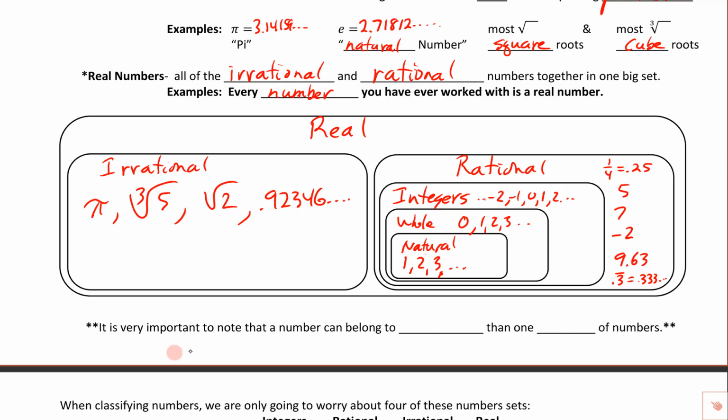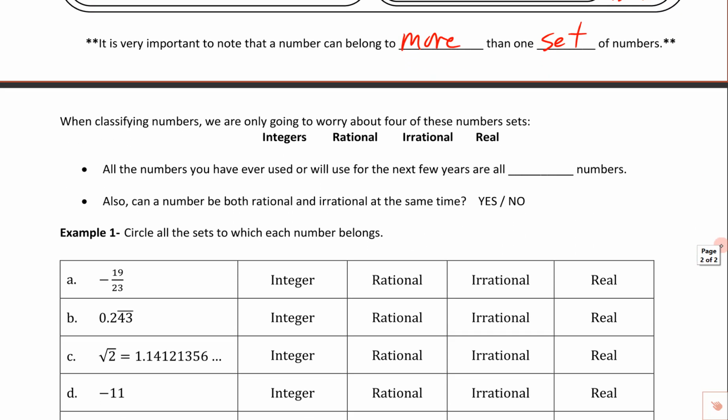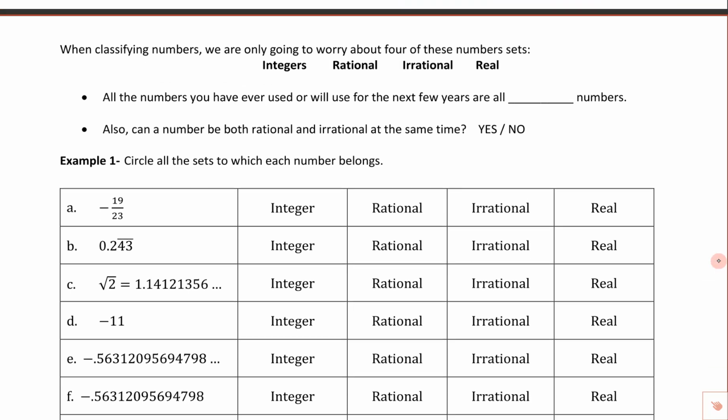And again, keep in mind, it's very important to note that a number can belong to more than one set of numbers. For example, if a number is rational, then it's automatically real. If a number is natural, then it's automatically in the group of whole numbers, the group of integers, rational numbers, real and so forth. And even over here, an irrational number also qualifies as a real number. So what we're going to do is work on classifying these numbers, but not in all of the groups. We're only going to worry about whether it's an integer, a rational number, an irrational number, or a real number. That's all we're going to concern ourselves with for the time being.